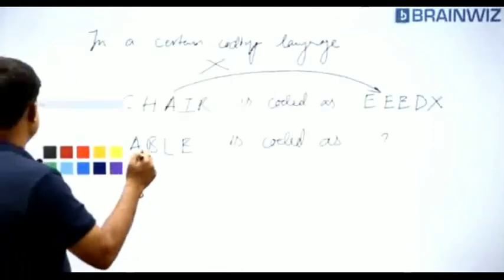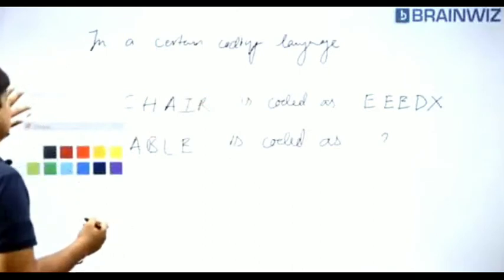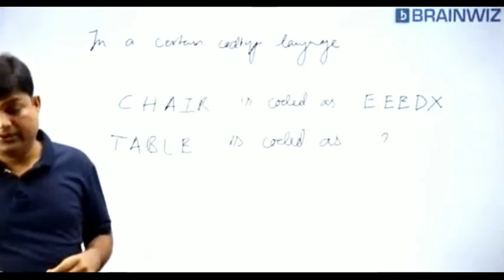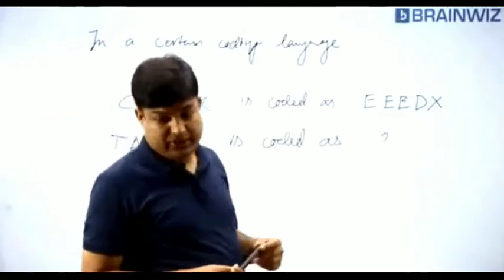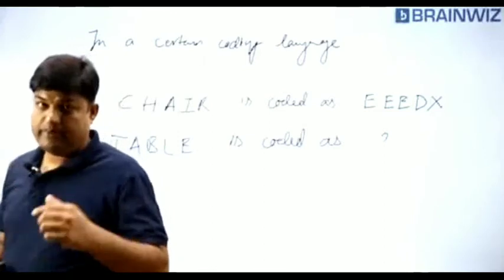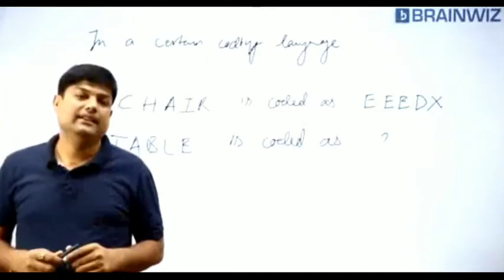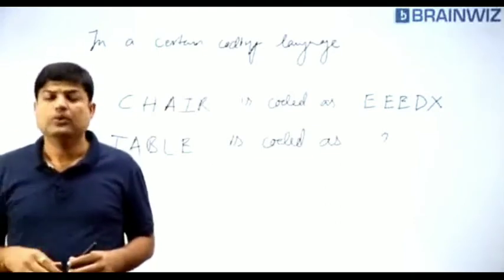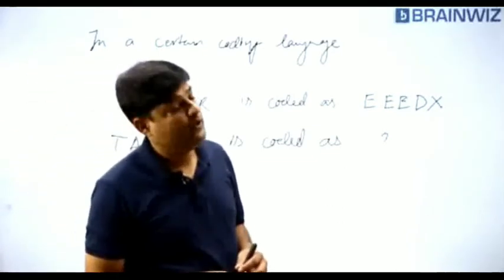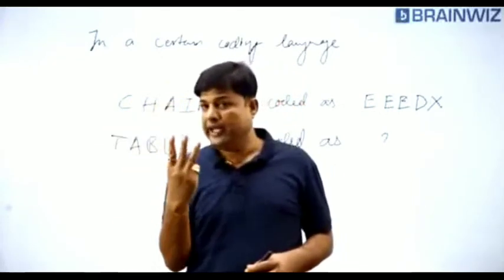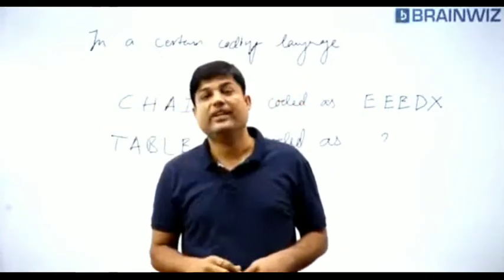What is this shifting and how do we do it? Listen, everybody. You all know we have learned the letters. We have learned one concept, the letter series. What's the rank of A? 1. What's the rank of B? 2. C is 3. Z is 26. M is 13. W is 23.